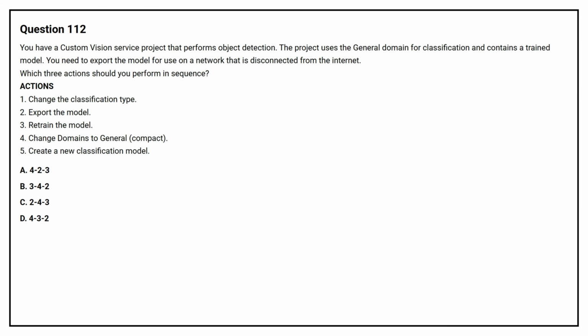Question number 112. You have a custom vision service project that performs object detection. The project uses the general domain for classification and contains a trained model. You need to export the model for use on a network that is disconnected from the internet. Which three actions should you perform in sequence?